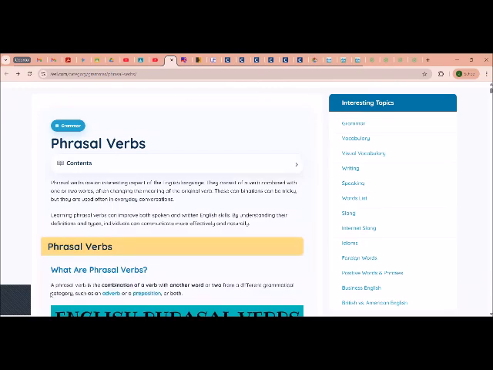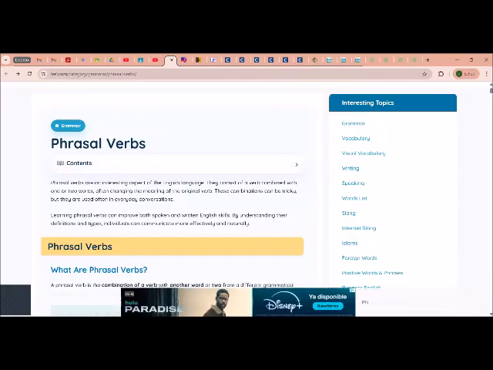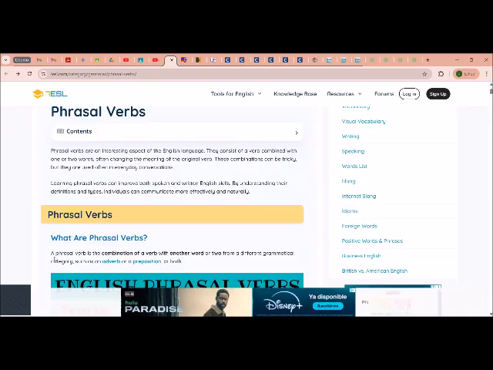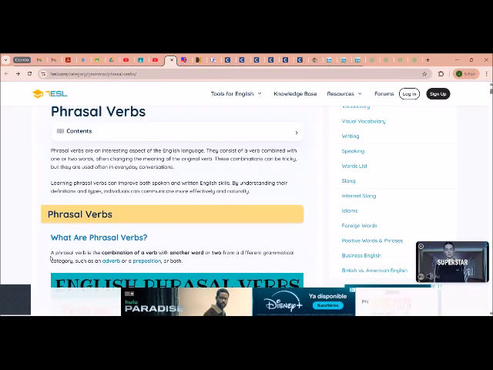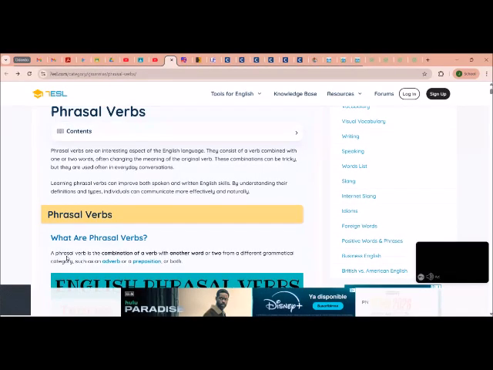There we go. Read for us a phrasal verb. Disculpe, ¿qué tenía que ser? Can you read for us? Okay. ¿Desde dónde? A phrasal verb. What are phrasal verbs? A phrasal verb is the combination of a verb with another word or two from a different grammatical category, such as an adverb or a preposition.